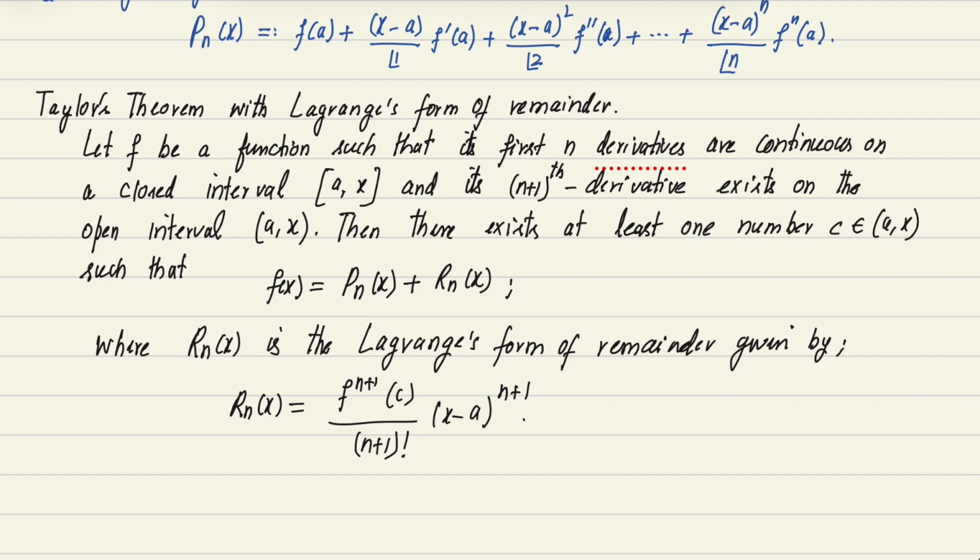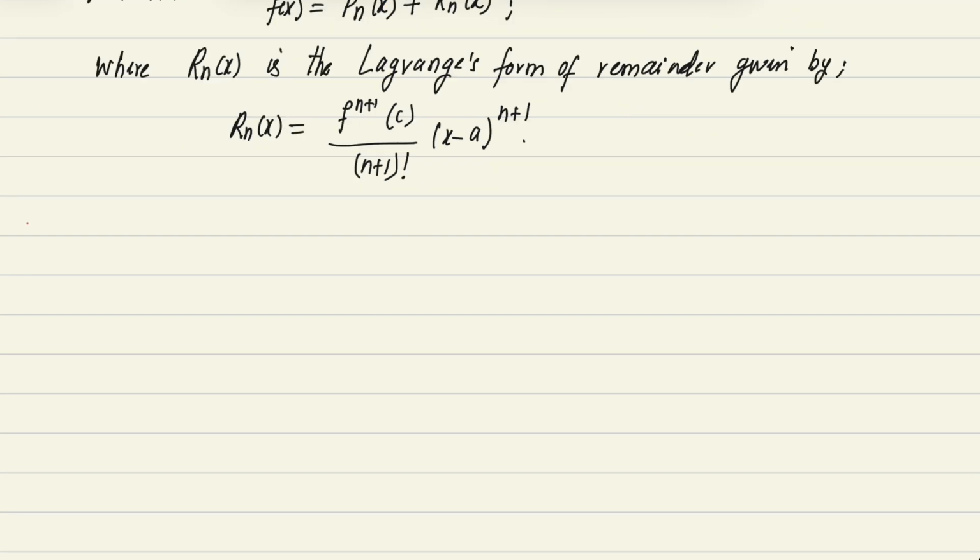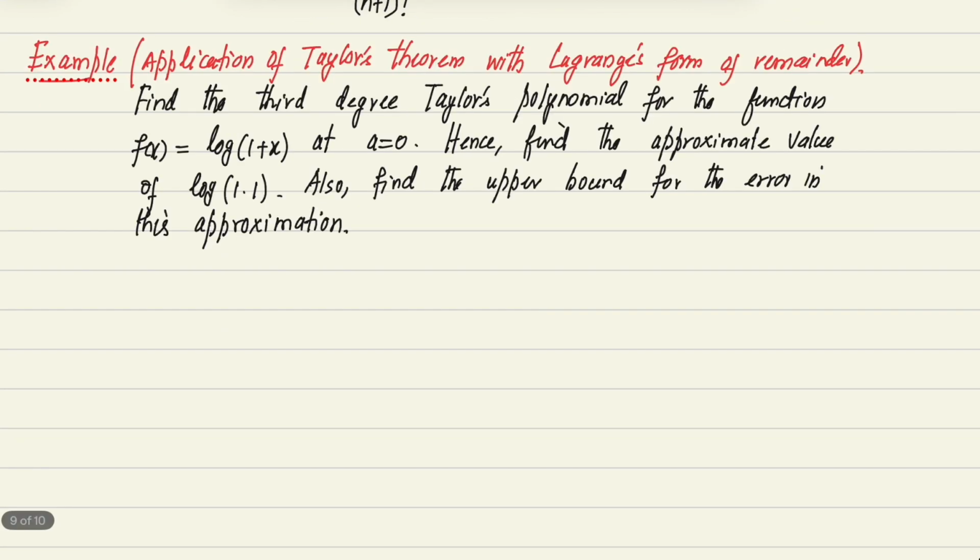Now first we take an application of Taylor's theorem with Lagrange's form of remainder, and later on we shall discuss Taylor's theorem with Cauchy's form of remainder. So now we take an example. In this question we have many steps to follow. First of all, we will evaluate the degree 3 Taylor polynomial, that is we need to evaluate P3 of x at a equal to 0. Then we will find the approximate value for log of 1.1 using this degree 3 Taylor polynomial.